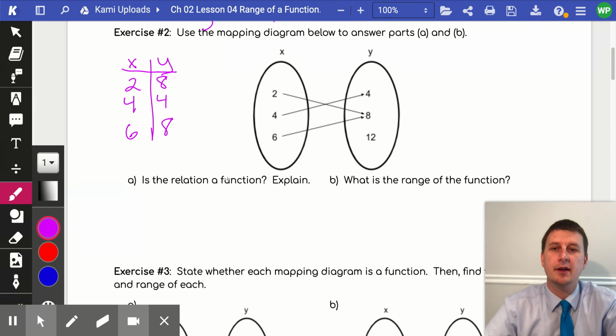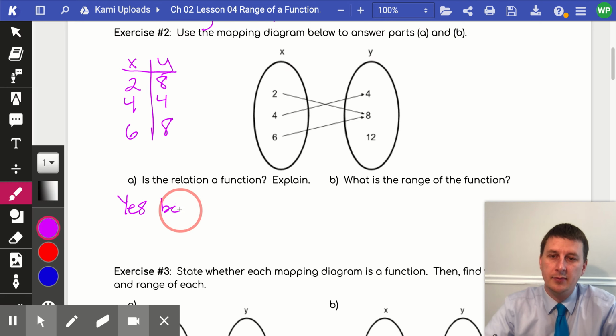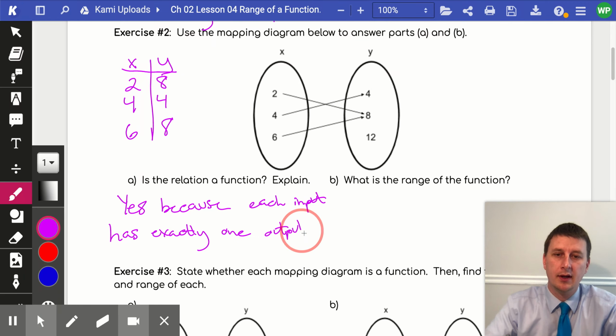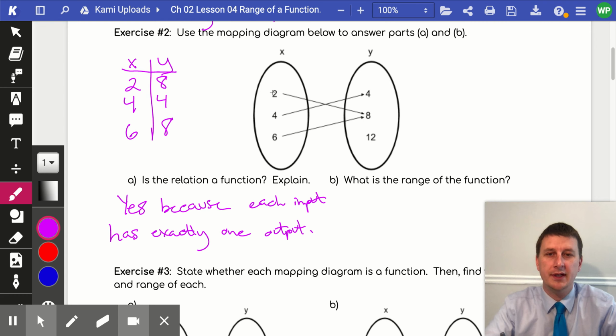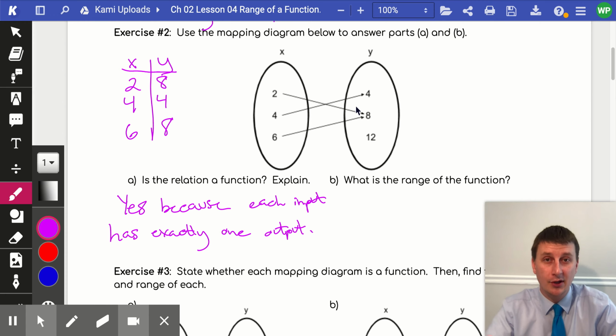So, is the relation a function? And the answer again is yes, because each input has exactly one output. Now, it wouldn't be a function if you saw one of these inputs that had 2 arrows coming off of it, going to 2 different numbers. That would not be okay for a function. But since each of these inputs have exactly 1 arrow coming off of each one into a different output, that's good. That's what we want for a function.